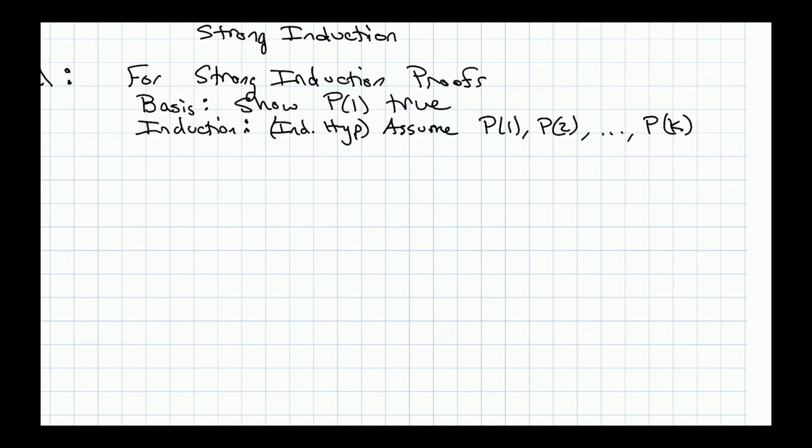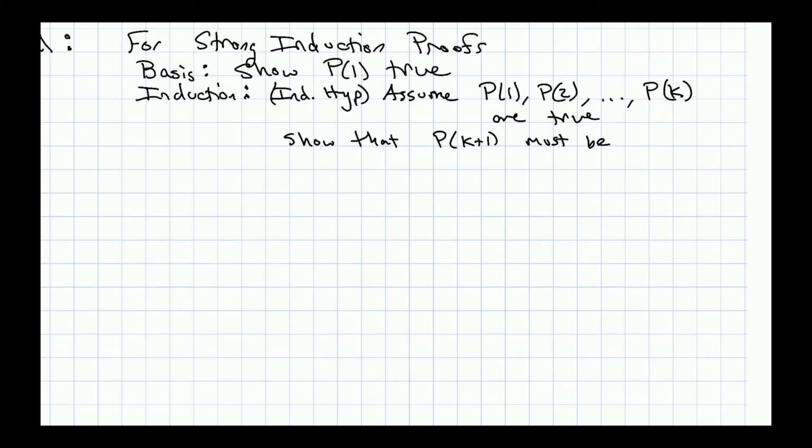Hard to write. So you assume that all of those are true, and then you're going to show that P of k plus 1 must be true using those induction hypothesis facts. And then you have your conclusion, which is P of n is true for n equals 1, 2, 3, and so on.